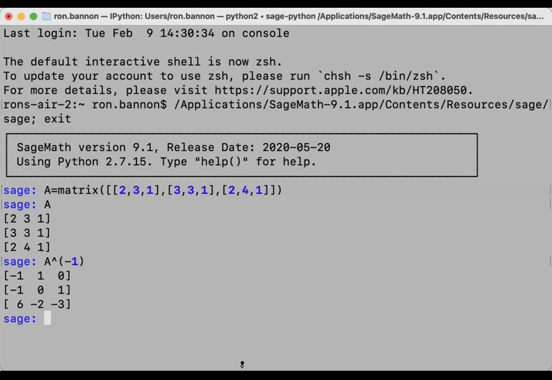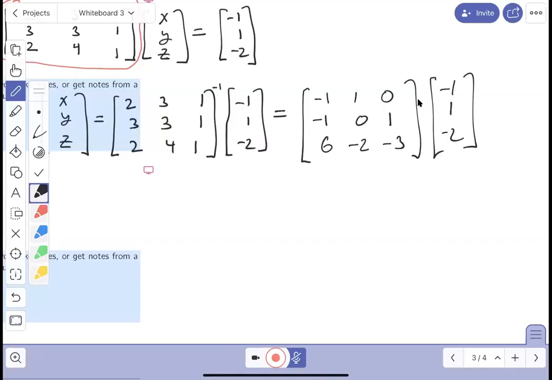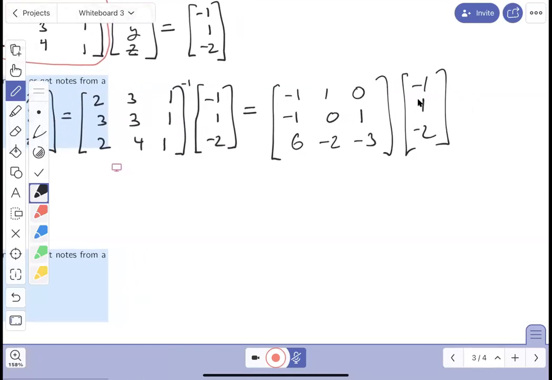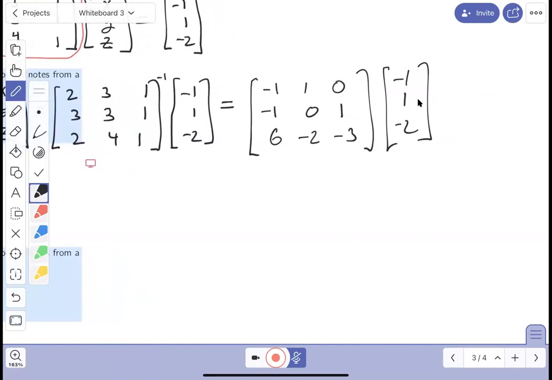All right, so I'm going to go back to another share. I'm going to stop this share. And I'm going back to my whiteboard. Okay, back in the whiteboard. So what did you just do? Well, I just opened up Sage and I found the inverse and I copied it down. Now I want to do the multiplication.